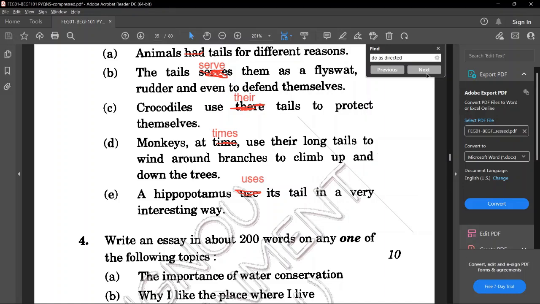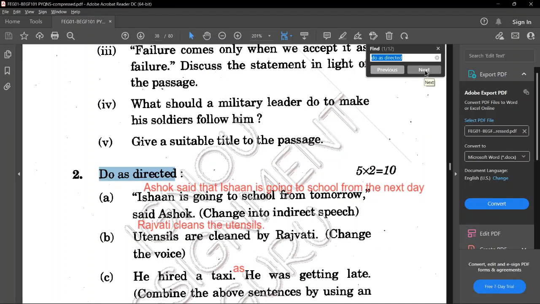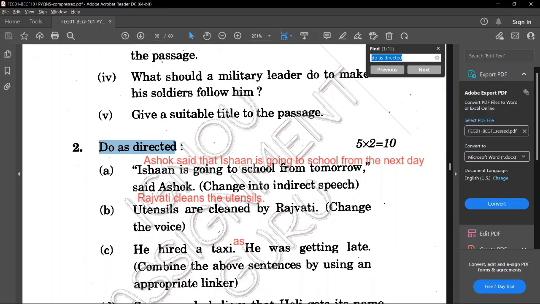Next up, next paper. This is the next paper. Paper 4, I think.